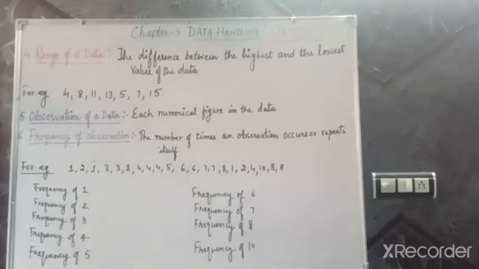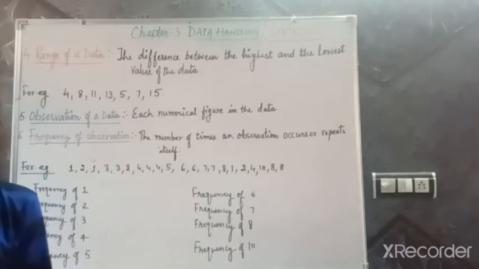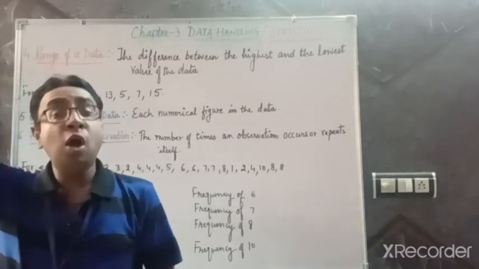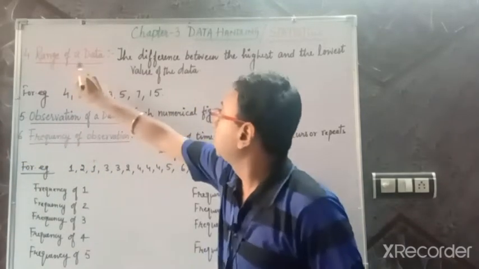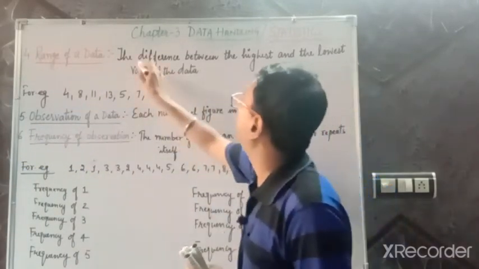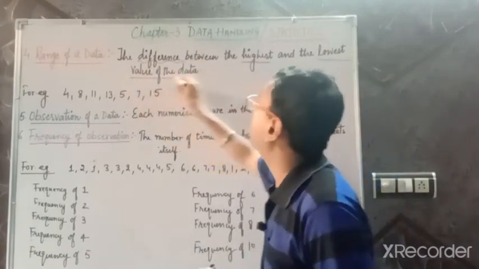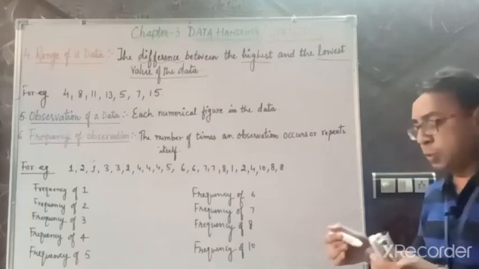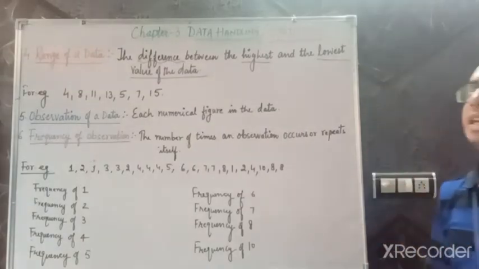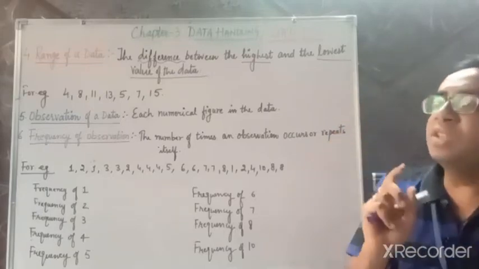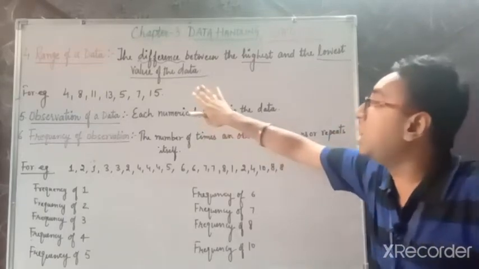What do you mean by range? Range means something which has a boundary, the limit, extreme limit or the minimum limit. So what is range? Range is the difference between the highest and the lowest value of the data. To find the range of any given data, select the highest value, select the lowest value. The difference of highest and lowest value is your range.